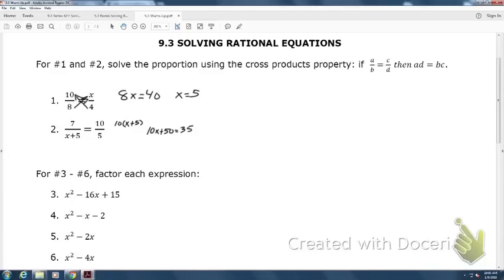Okay, subtract 50. Did you find them? Awesome. I think that gives you negative 15. So x equals negative 3 over 2.